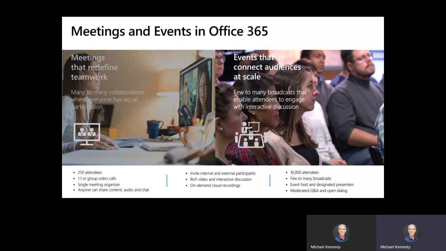So in your Office 365 subscription that each of the agencies have, you have two different types of meeting platforms that are all part of Teams. So you have meetings that are called Teams meetings that are really designed for up to about 250 attendees. This can be one-on-one or group video calls. You have a single meeting organizer, and anyone in the meeting can share content, audio, and chat. You can invite internal audiences. You can also include external participants.